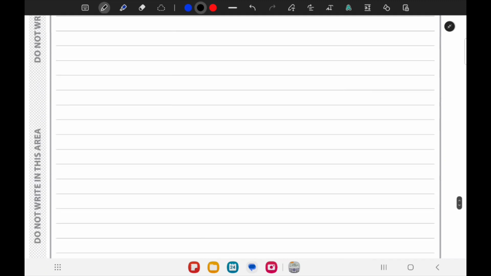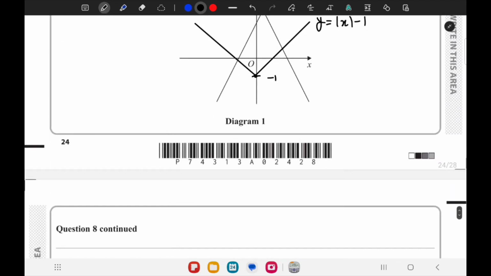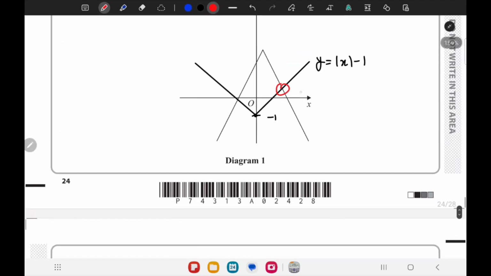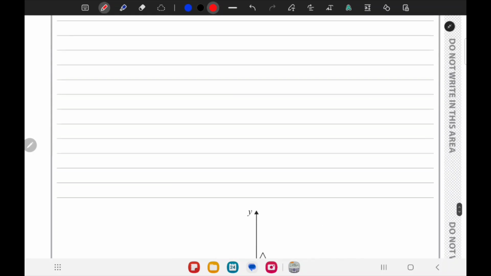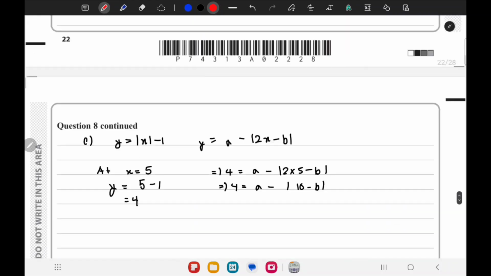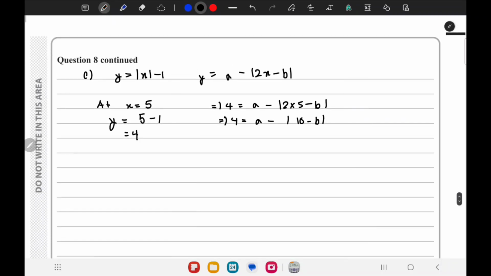Since this intersection is over here, at this point the modulus sign has a plus before it. So this will be minus 10 minus b. So 4 equals a minus 10 plus b. Therefore a plus b is 14.